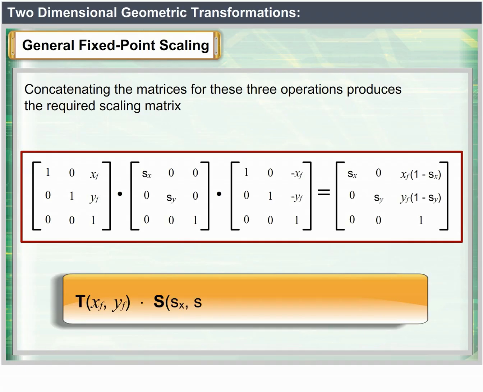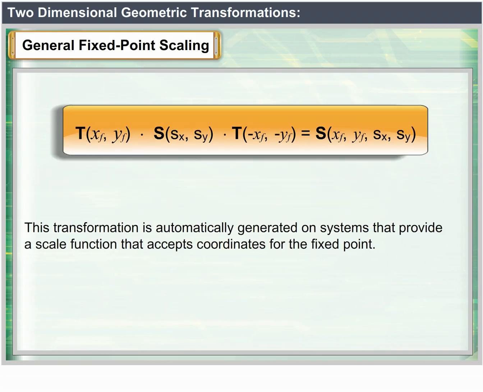Or it can also be stated as T(xf, yf) S(sx, sy) T(-xf, -yf) = S(xf, yf, sx, sy). This transformation is automatically generated on systems that provide a scale function that accepts coordinates for the fixed point.